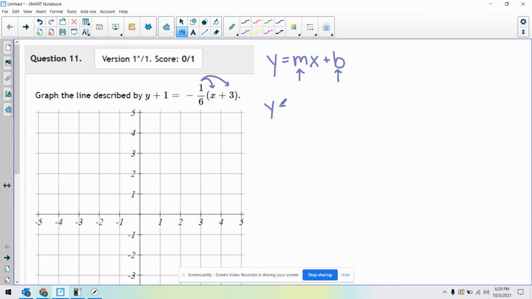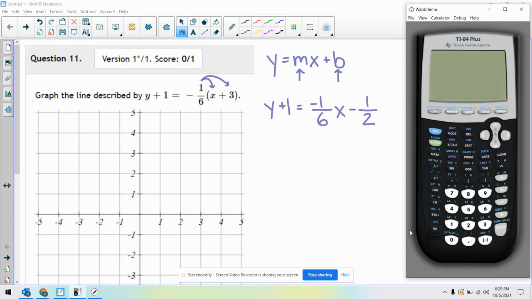So I have y plus 1 on the left equals negative 1/6 times x is negative 1/6 x. Negative 1/6 plus 3, that's going to be 3/6. So that's going to be negative 1/6 times 3. That's going to be negative 1/2. Okay, your calculator can do that. If you just did 1/6 times 3, it'll give you 0.5, or if you hit math, enter, it'll give you the fraction of 1/2. And since the 1/6 is negative, there's a negative there.